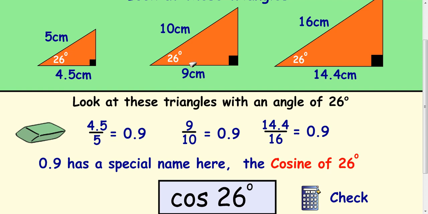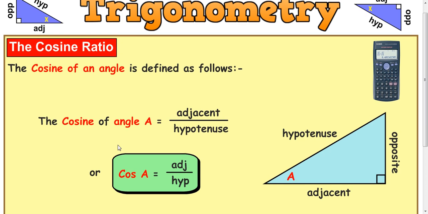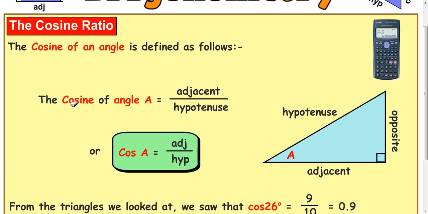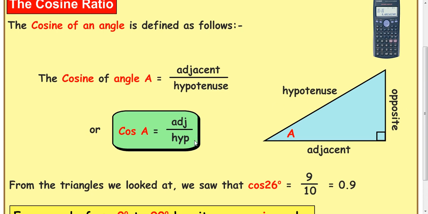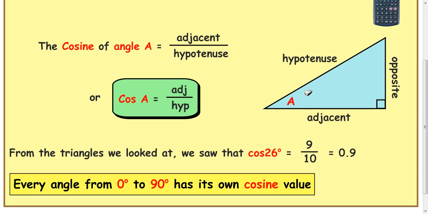And if you did the same thing with a triangle with 54 degrees in it, and you divided adjacent by hypotenuse, you would come out with an answer that when you typed cos 54 in, you would get the same answer. So we can define this as the cosine ratio. The cosine of an angle is equal to the adjacent side divided by the hypotenuse side, as long as you've labelled your triangle properly. And this works in any right angle triangle for an angle between 0 and 90, right up to 89.